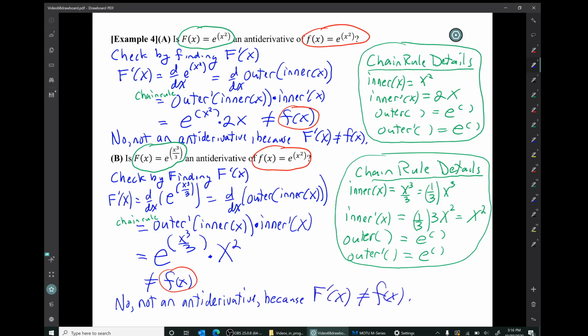Well, that's a bummer. We've had two different attempts. We've had two candidates of functions, this one and this one, neither one of them were qualified to be called antiderivatives of this function, e to the x squared.